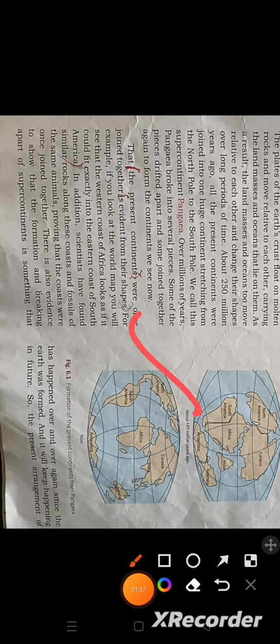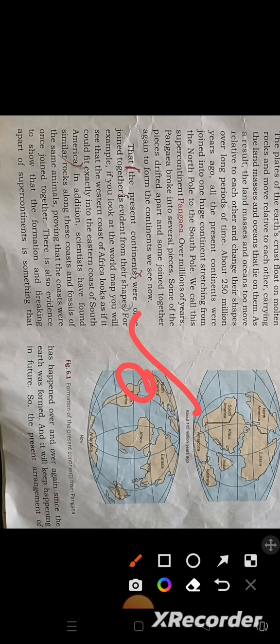We can see here that North America has already changed its place, and North America and South America are joined together by the Isthmus of Panama. Eurasia is Europe and Asia. Here it is written together, but we know very well that Europe and Asia together are known as Eurasia. In future also it will keep changing, after some millions of years it will change its place.